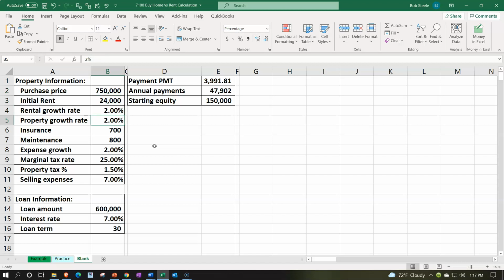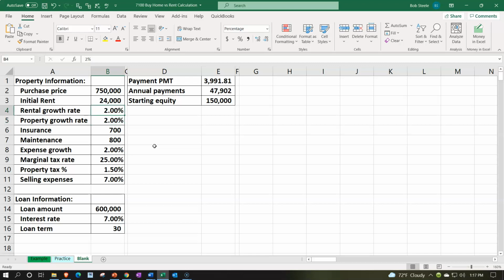Now, 2% is fairly modest. You could say that's going to go up basically with inflation. Over time, you would expect something like the property to possibly go up and down over time, but possibly over the long run, maybe grow at something constant like a 2% or 3% or something like that. But again, you can change these interest rates if you so choose.